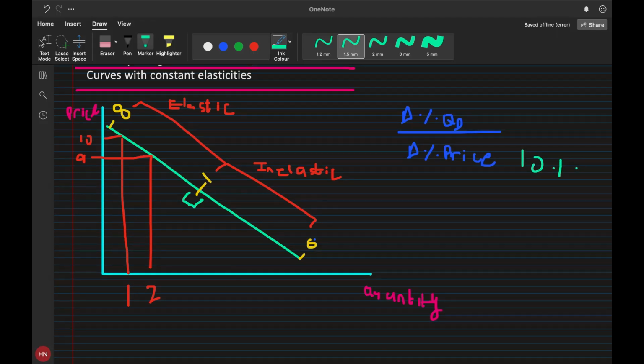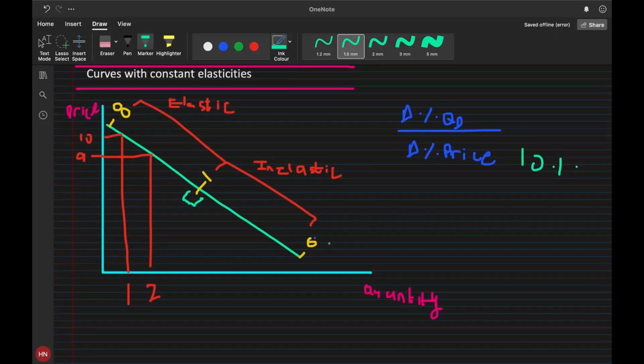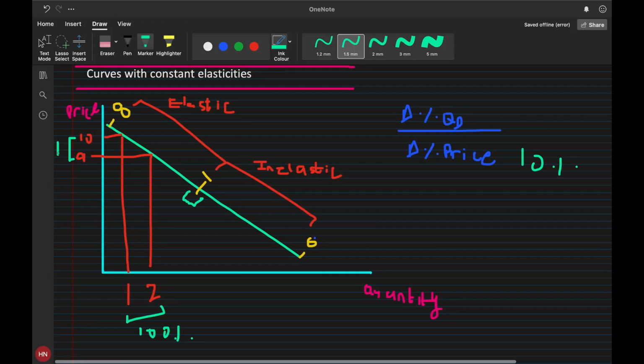The percentage change in QD is 2 minus 1 divided by 1 times 100, that's a 100% increase from 1 to 2. So this is a 100% jump and this one is a 10% decrease. And if you put it in the formula, that is going to give you a value of 10. So the value of PD is equal to 10, which is obviously greater than 1, and so it's going to be considered elastic.